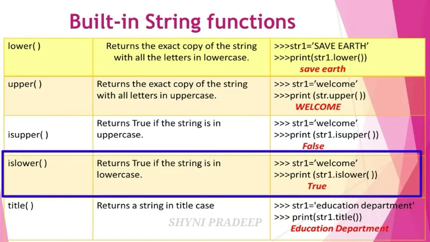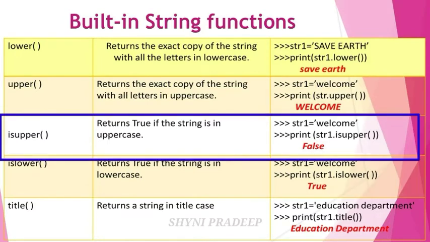And next is islower. It returns true if the string is in lowercase. Okay, so if the string is in lowercase, it returns true. Otherwise, it returns false. See here, this is the string welcome. This string is in lowercase letters, so when you call this function, it will return true. Okay. And isupper means it returns true if the string is in uppercase. If the string is in uppercase, it returns true. Otherwise, it returns false. So if you give the string welcome in lowercase letters, it will return false.